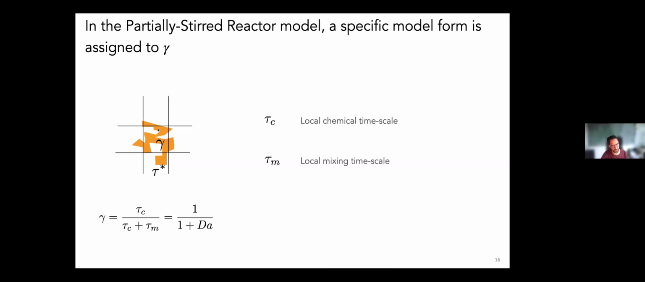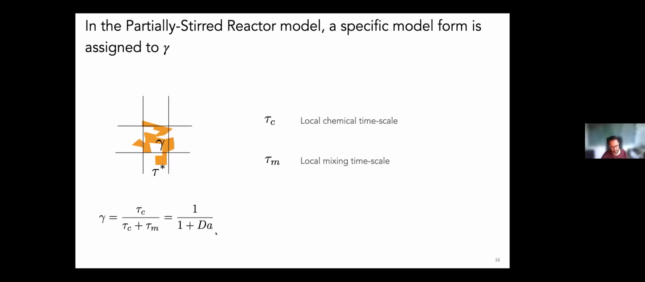Because, as we said, the reaction occurs in this fine structure. So the idea is that this gamma would be proportional to the ratio between the time spent in the fine structure for reacting and the total time. What is nice is that you get a gamma that depends directly on the Damköhler number. And this formulation respects, unlike the EDC, a few interesting properties or constraints.